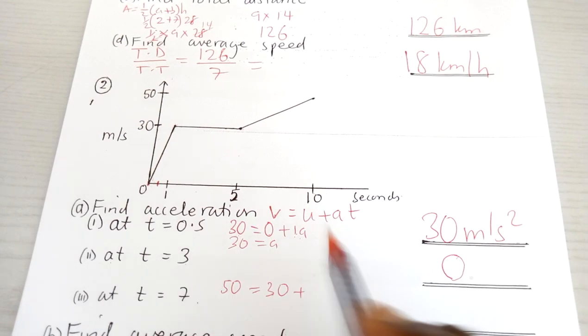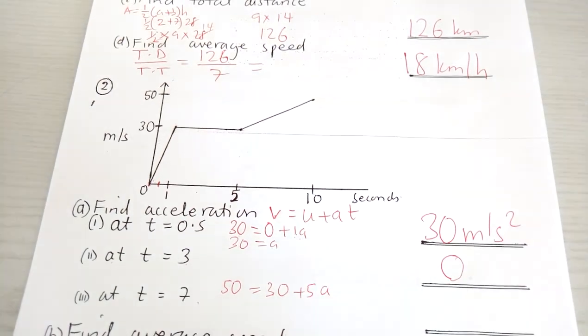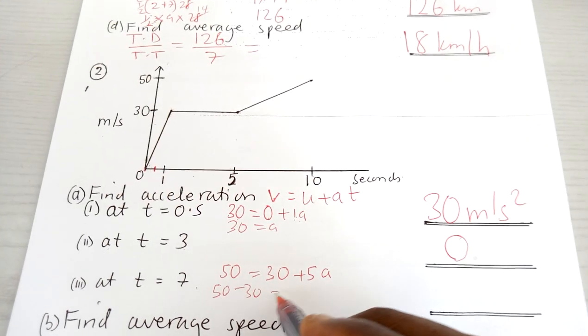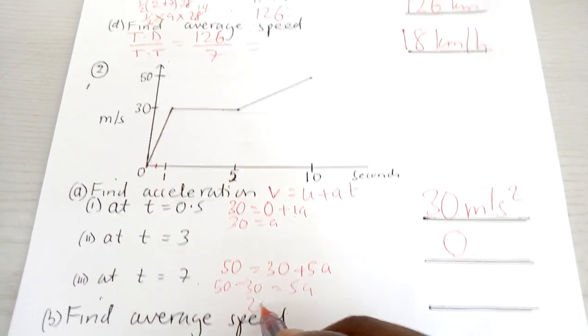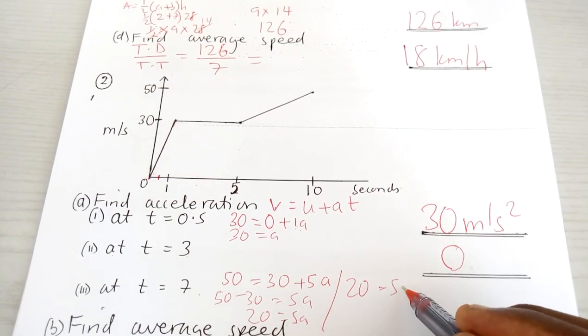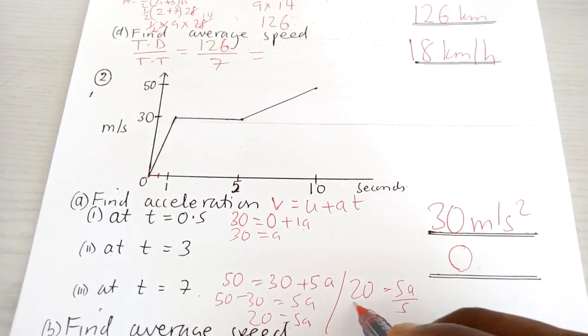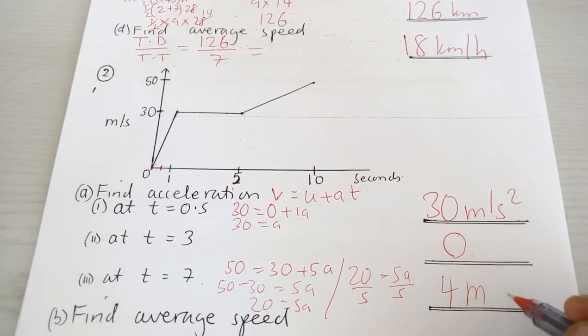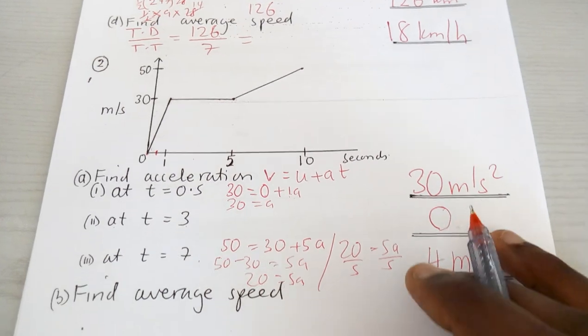If 5 to 10, that means 5 hours. So this will be 50 minus 30, giving us 5A. 20 is equal to 5A. Therefore, 20 divided by 5. And our acceleration will be 4 meter per second square.